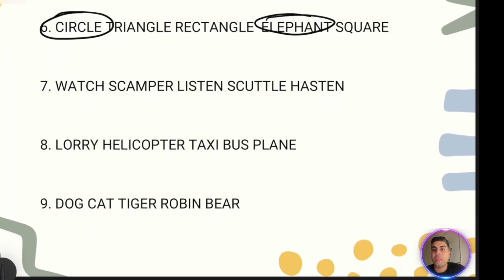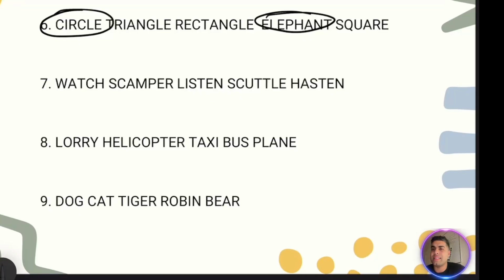Question 7. Watch, scamper, listen, scuttle and hasten. Well, scamper, scuttle and hasten are actions related to movement, while watch and listen are related to your senses. So for that reason, it's watch and listen.